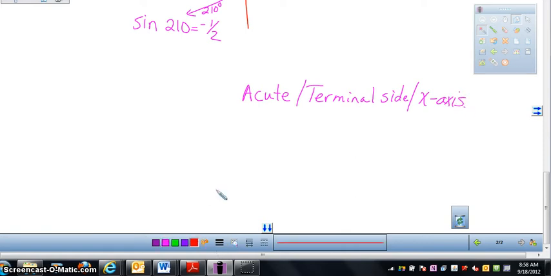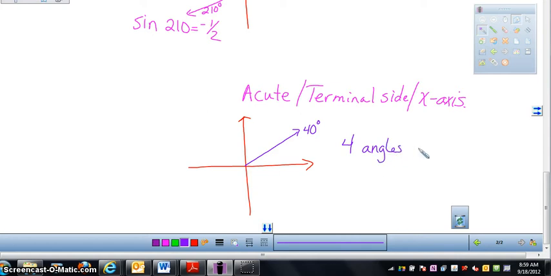And just for fun, a little challenge, even on the video, because you will have a challenge like this tomorrow in class. Let's say here's 40 degrees. I want to know the 4 angles, so 1 in each quadrant, that have 40 as a reference. So hit pause for a second and try to get the answer.